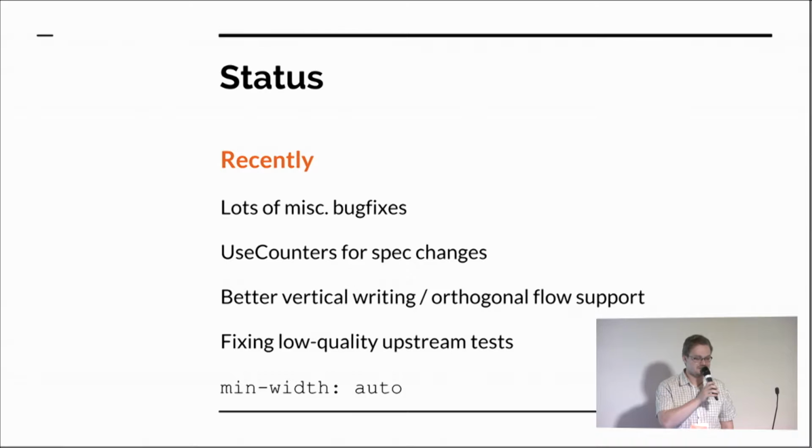There have been a lot of low quality tests, about 20 maybe, in the W3C test suite, which have been poorly written and weren't really expected to pass. So those are fixed now. And one thing that I've recently fully fixed, I think, is min-width auto. And for the last week or two, I've been fixing the regressions from that, mostly in the Chrome UI and also the chromestatus.com website.